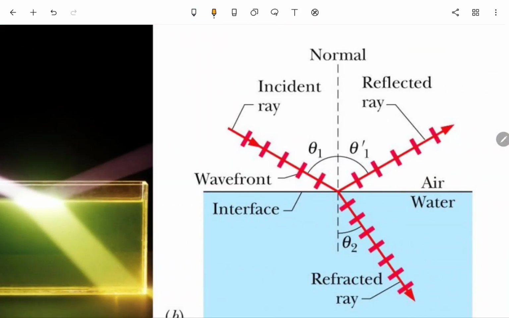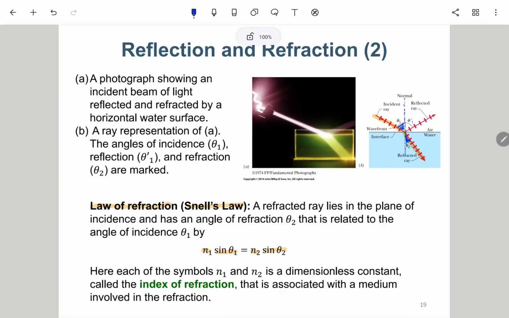Here, when we consider the refracted ray, this is the incident ray, this is the refracted ray, and this is the normal line, so this one will be the incident angle and this one will be the refracted angle. So theta 1 and theta 2 should satisfy n1 sine theta 1 equals n2 sine theta 2. Here n1, n2 refer to the index of refraction, 就是叫做折射的指数, index of refraction.